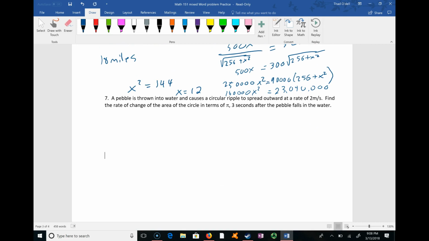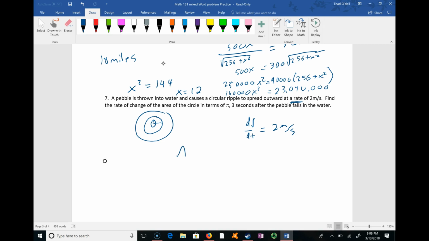Okay. Let's see. A pebble is thrown into the water and causes a circular ripple to spread outward at a rate of 2 meters per second. Ooh, rate, probably related rates. Find the rate of change of the area of the circle. Okay. So we got these concentric circles growing. And we got the radius. We know that the pebble thrown in water causes a circular spread outward at a rate of 2 meters per second. So that means the radius, dr/dt, is 2 meters per second. Find the rate of change of the area.